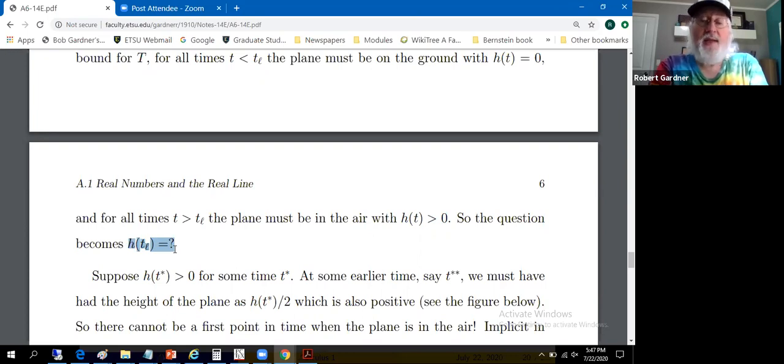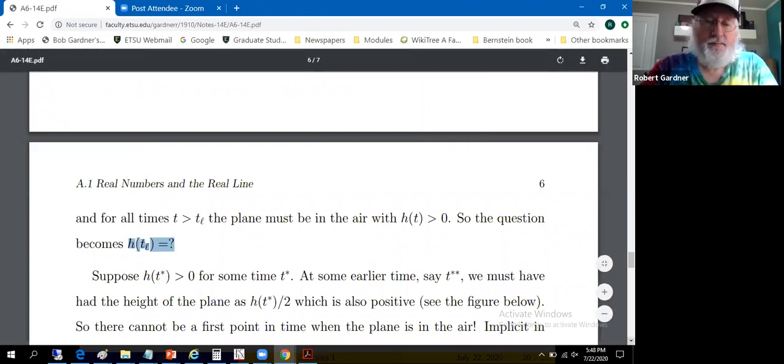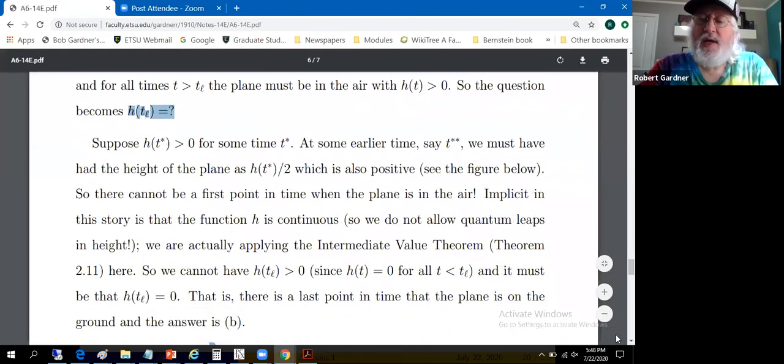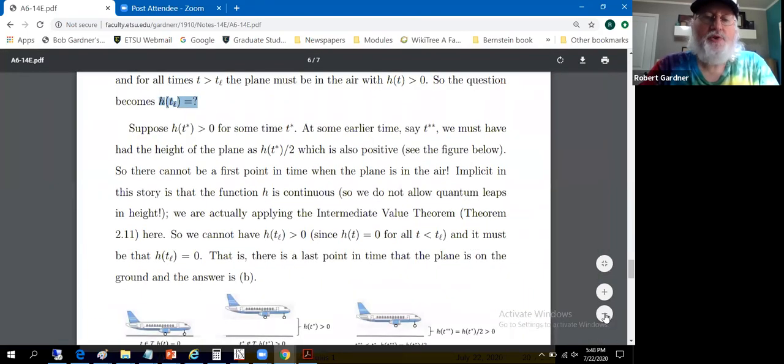The question now is, well, where is it then? Is it on the ground or is it in the air? If it's on the ground, it's the last point in time that it was on the ground. If it's in the air, then it's the first point in time that it was in the air. Because before T sub L, it was on the ground. After T sub L, it was in the air. Okay.